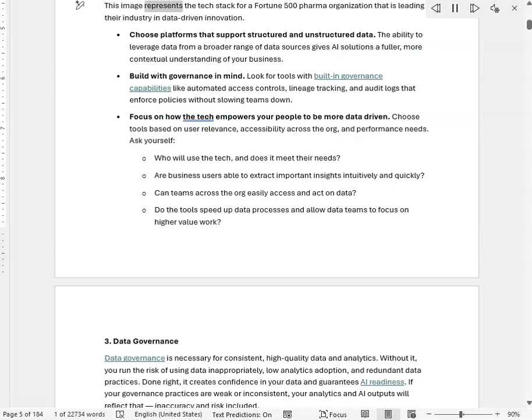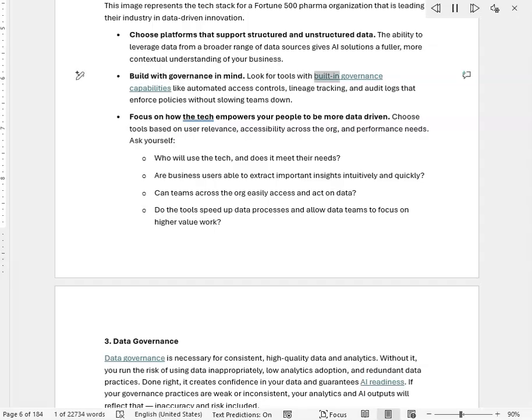This image represents the tech stack for a Fortune 500 pharma organization that is leading their industry in data-driven innovation. Choose platforms that support structured and unstructured data. The ability to leverage data from a broader range of data sources gives AI solutions a fuller, more contextual understanding of your business. Build with governance in mind.